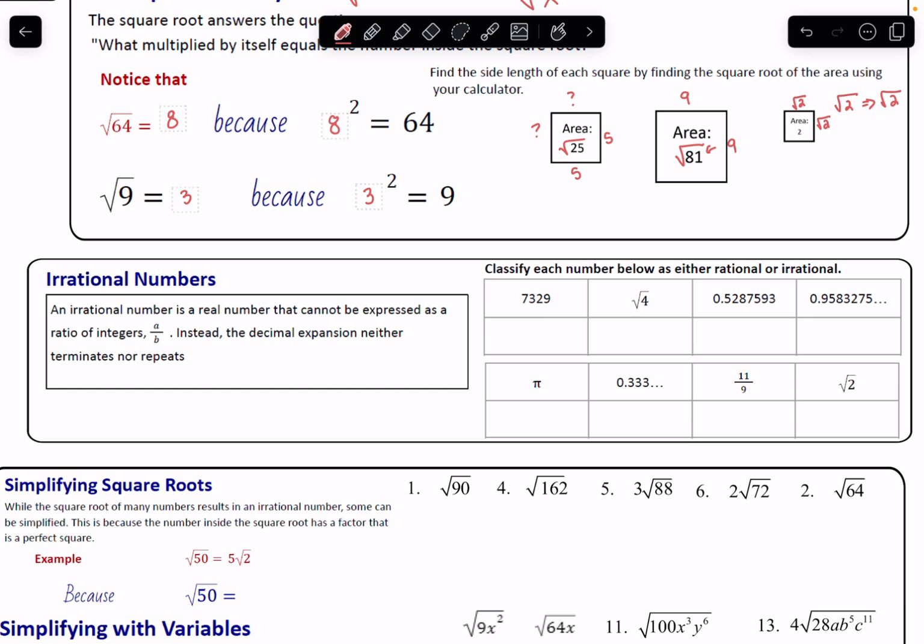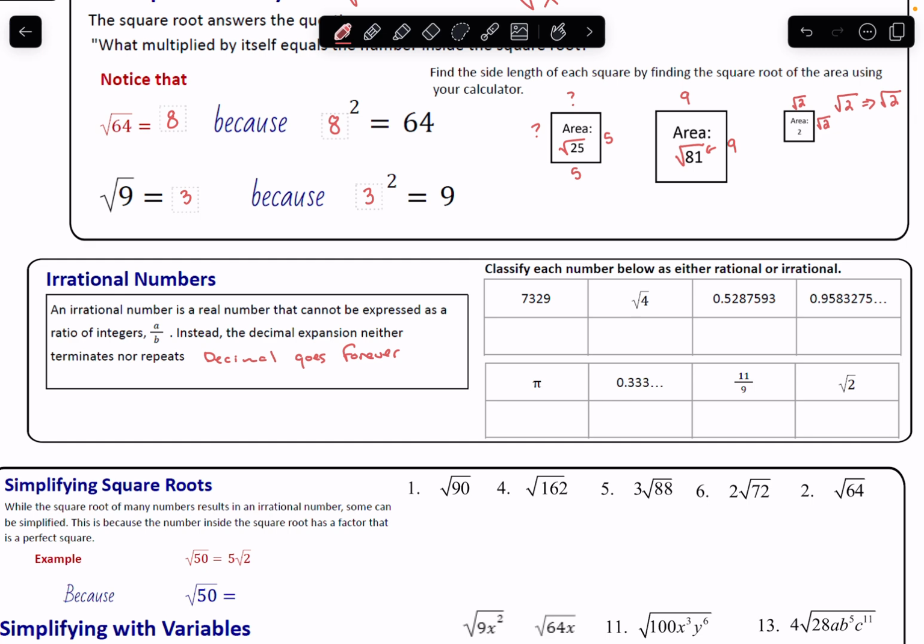An irrational number, I'm just reading you this definition right here. It's a real number that cannot be expressed as a ratio of integers a over b. Instead, the decimal does not terminate and it does not repeat. So that means that the decimal goes on forever without repeating. It goes on and on and on.